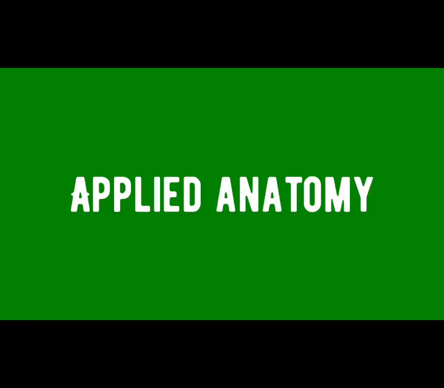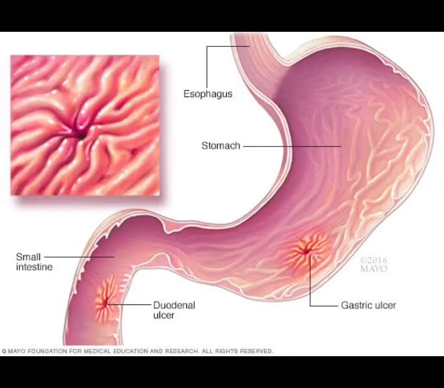Coming to the applied anatomy, the first part of the duodenum is vulnerable to the formation of peptic ulcers since it is supplied by a series of end arteries. Sometimes the gastroduodenal artery passing behind the first part is eroded by the peptic ulcers, producing severe hemorrhage.